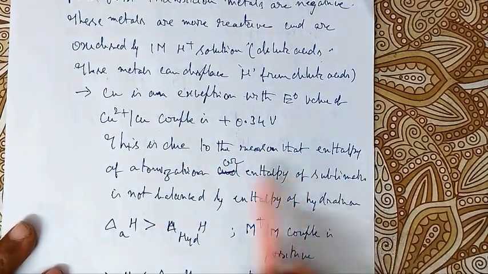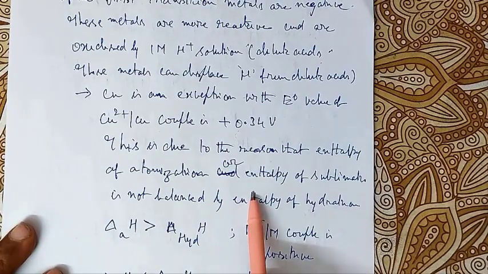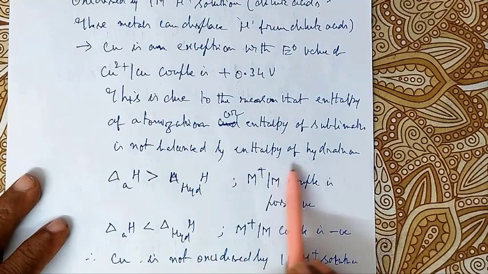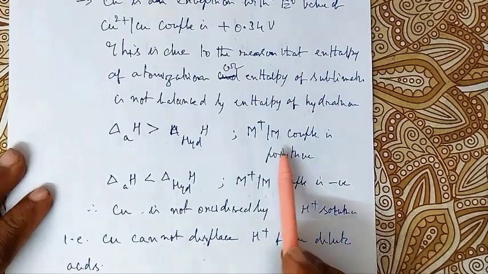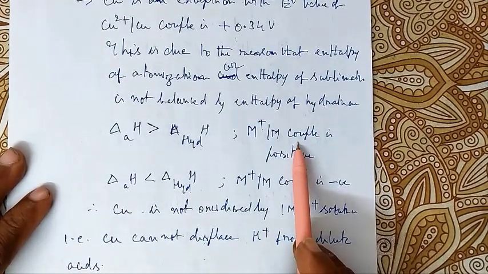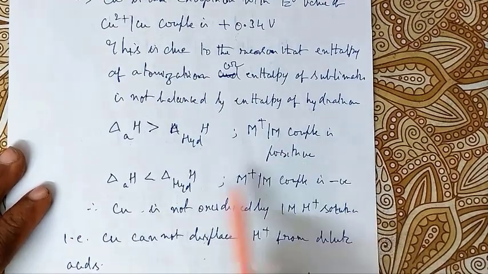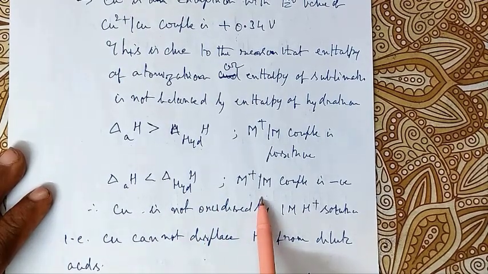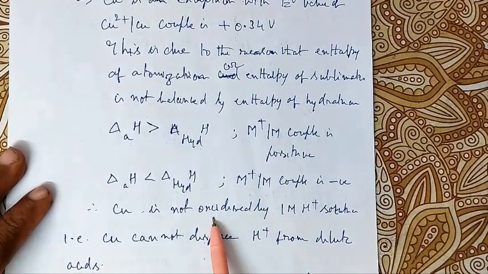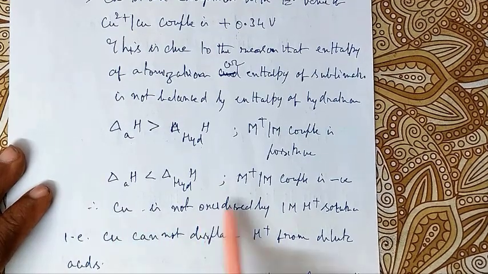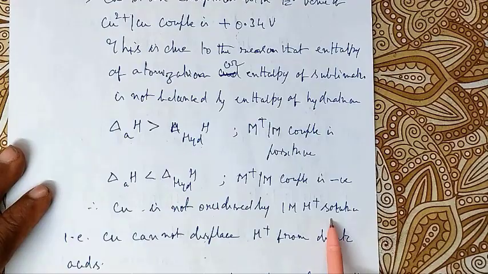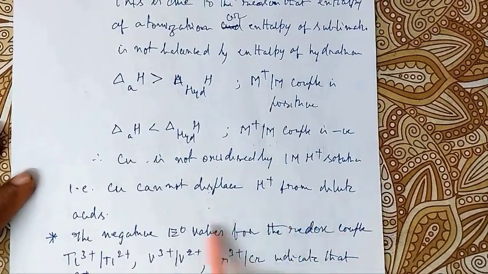This is due to the reason that enthalpy of atomization and enthalpy of sublimation is not balanced by enthalpy of hydration. The electrode potential of the metal couple is positive. If enthalpy of atomization is smaller than enthalpy of hydration, the electrode potential of the metal couple is negative. Therefore, copper, as it has a positive electrode potential, does not displace H+ ion from the dilute acids.